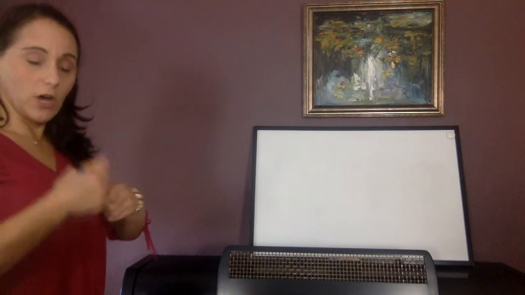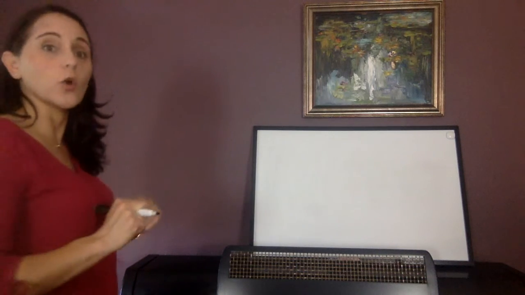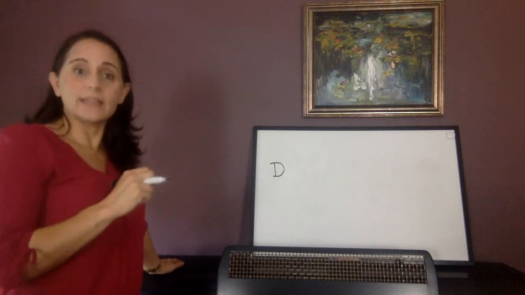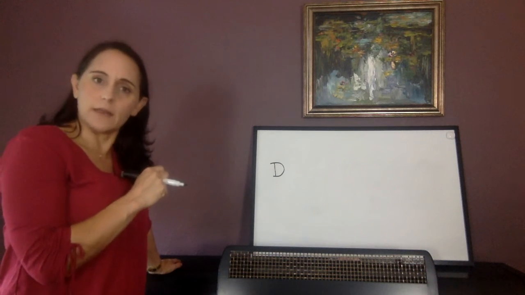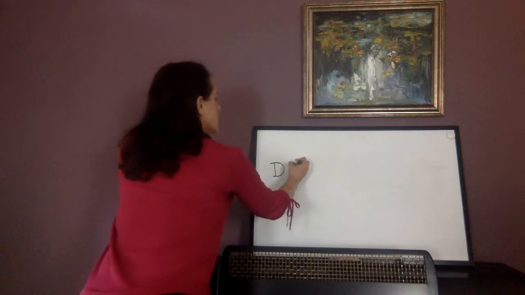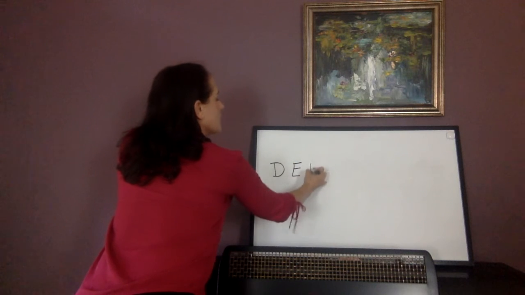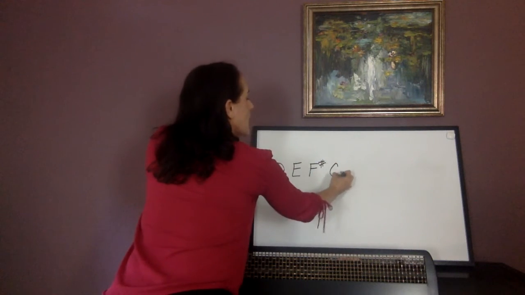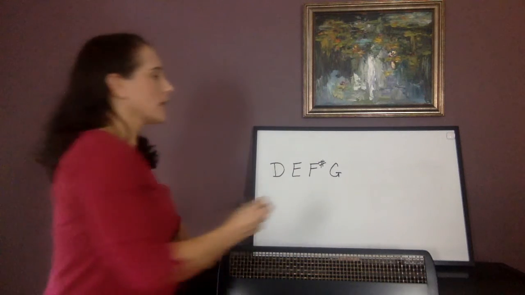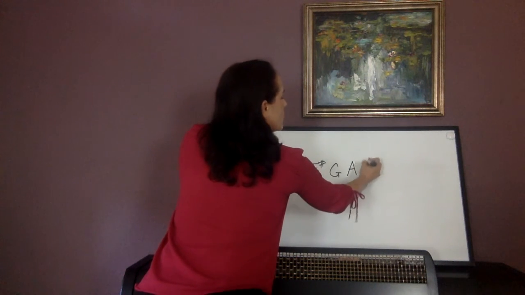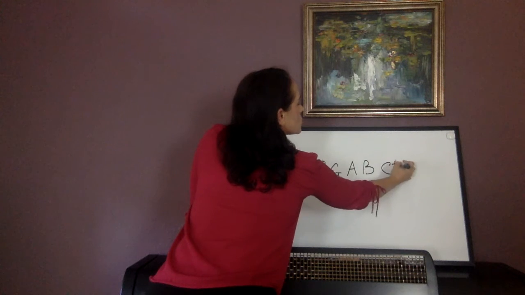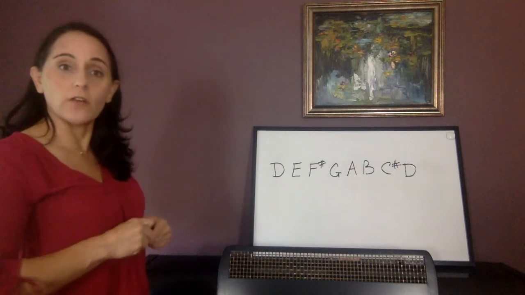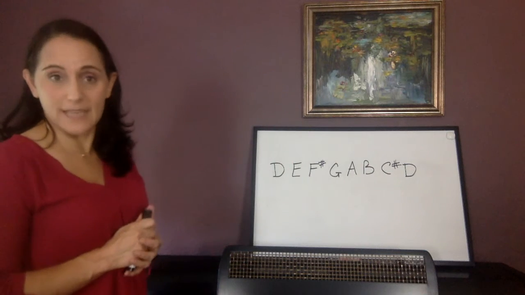So again, we start on the name of the scale. We start on that note, D, and then we play every note in order until we reach the letter D again. So after D comes E, F sharp, G, and of course, in our musical alphabet, after G comes A, and then B, and then C sharp, and then we end with high D. So there we are. That is a 1-octave scale.